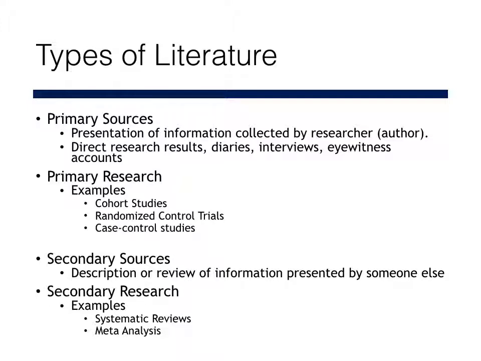Secondary sources are descriptions or reviews of information presented by someone else. Examples include things like systematic reviews or meta-analysis. These are reviews which are a collection of information that has been previously presented.